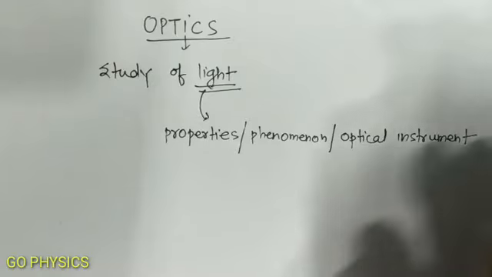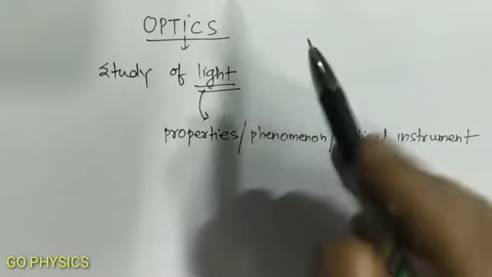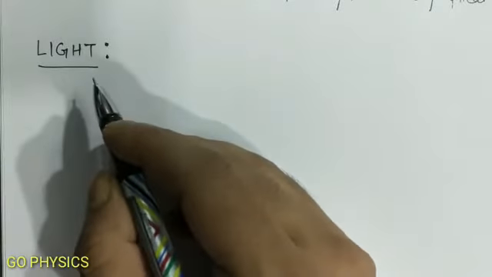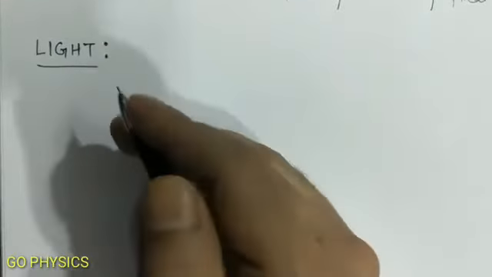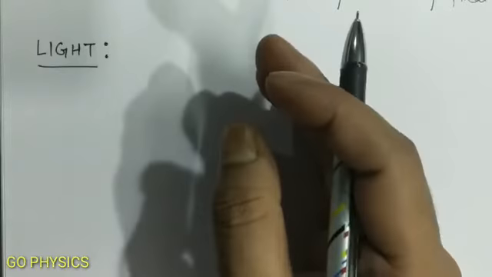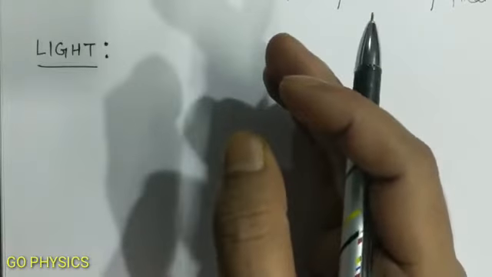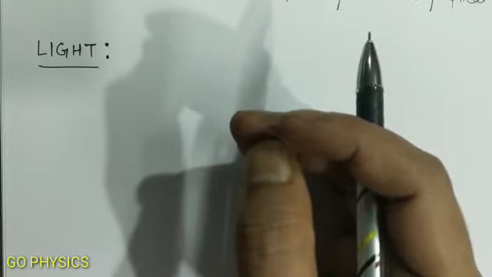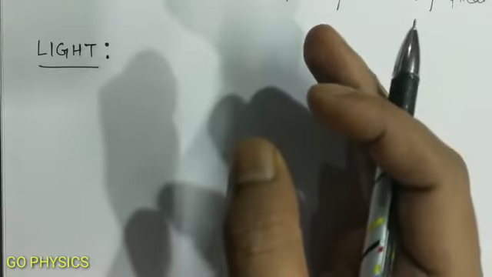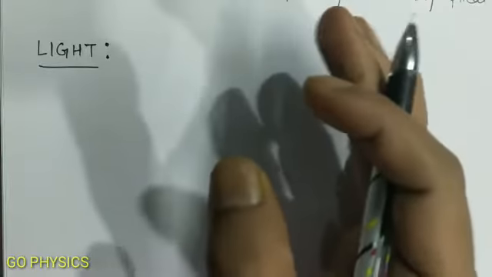So now we are going to see what actually light is. Since our childhood, we are learning that light is a form of energy that allows us to see an object. But as we already learned in the chapter electromagnetic wave, there we learned that light is that part of the electromagnetic spectrum that has wavelength from 400 to 700 nanometer.